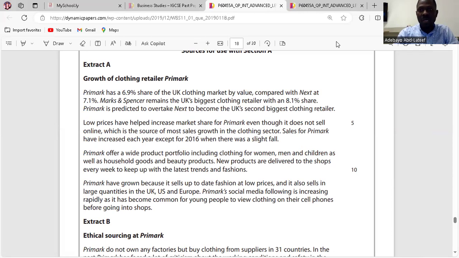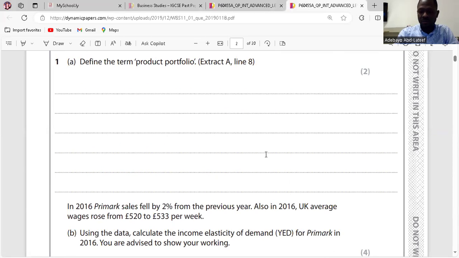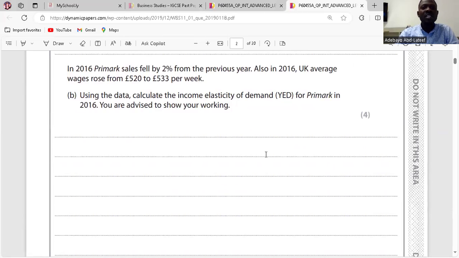Then we go to question B. They said, using the data, calculate the income elasticity of demand for Primark. So what is income elasticity? Income elasticity is the degree of responsiveness of the quantity demanded of a product as a result of a change in income. So that means YED is percentage change in quantity demanded over percentage change in income. That's the first thing you have to write.